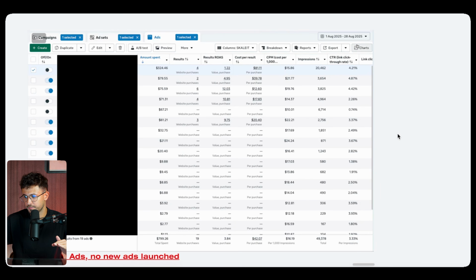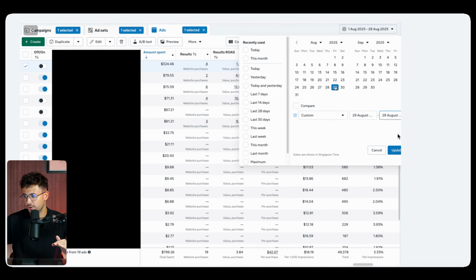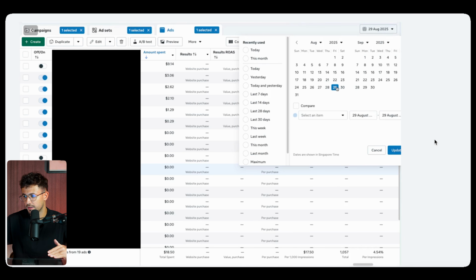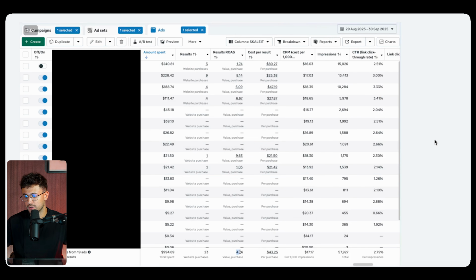This is August. The ad was turned off on the 29th, as you can see there. And then from the 30th of August, so the day after, until the end of September, so one month later, the ROAS went up and we didn't change the ads.